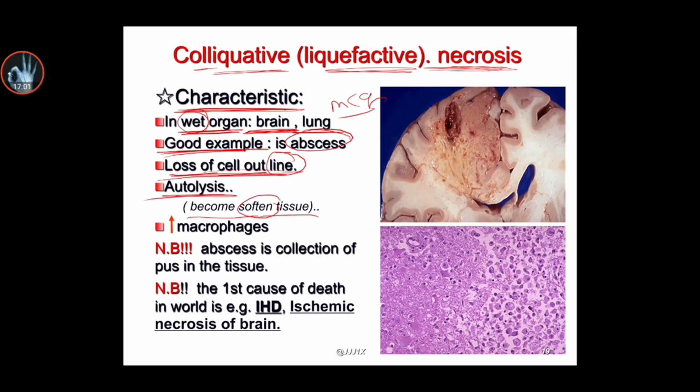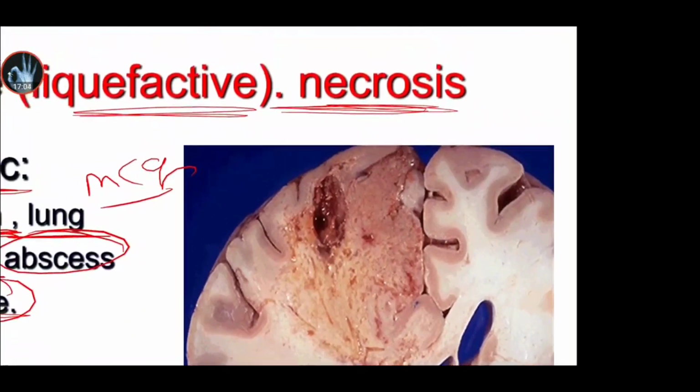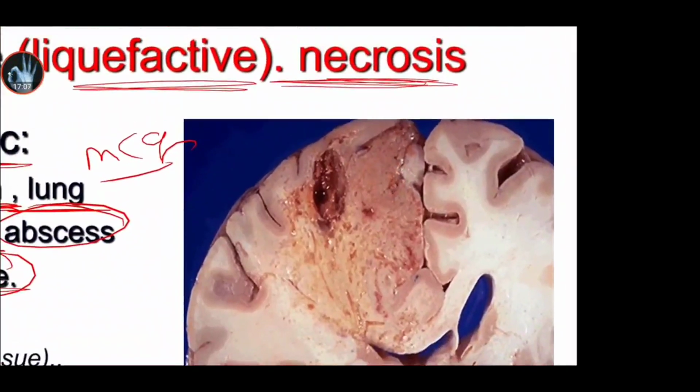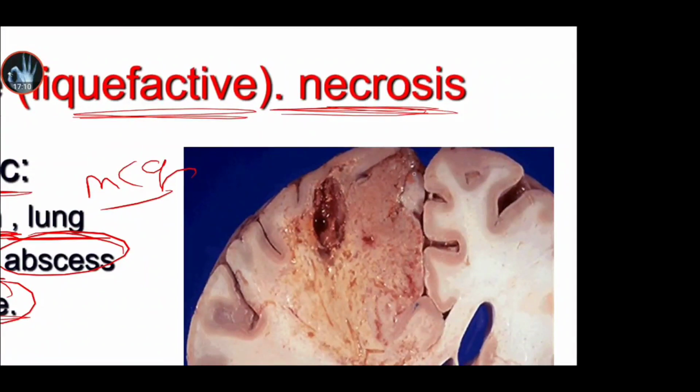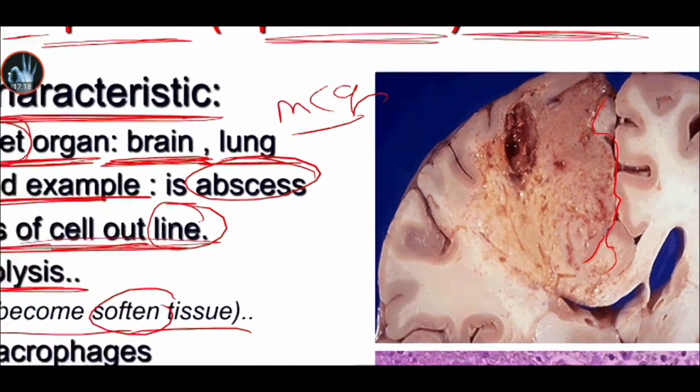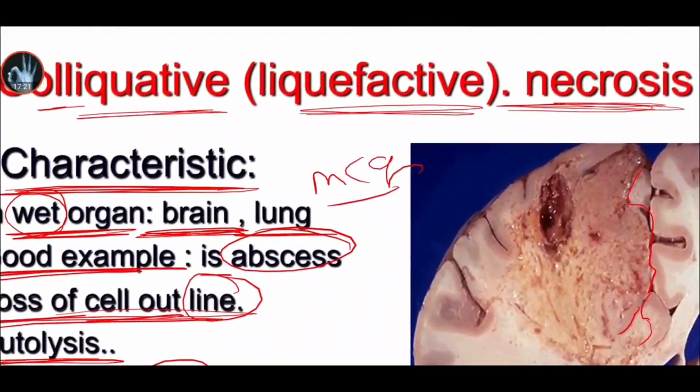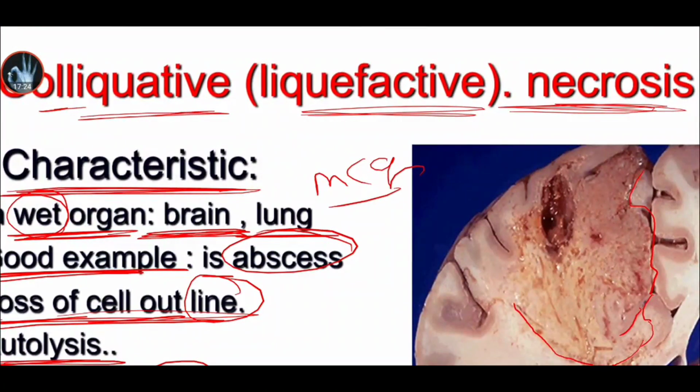Autolysis makes it soft tissue, like for example in this picture. If you see, its boundaries are not well demarcated. It's not clear. If you come here like this and this and this, sometimes it may spread here or not. We don't know until we see it. It becomes here and here and here, and it's not well demarcated.